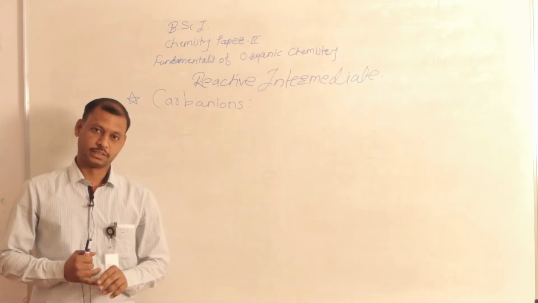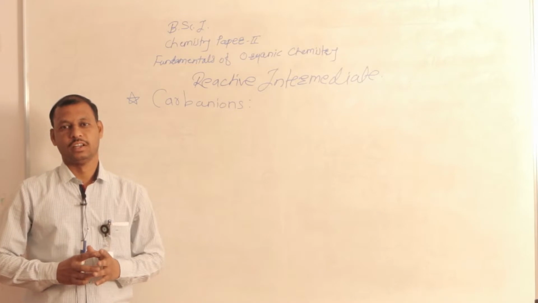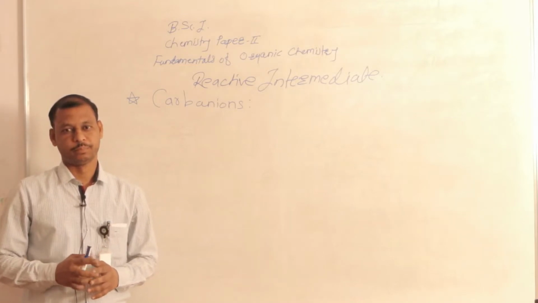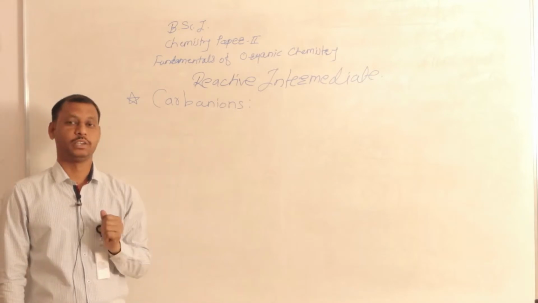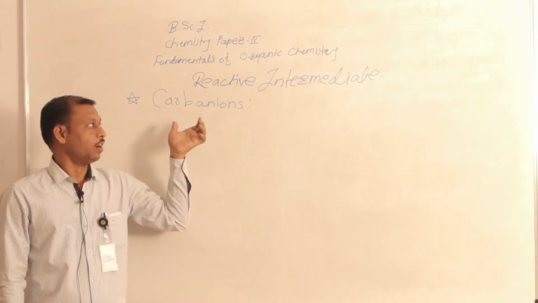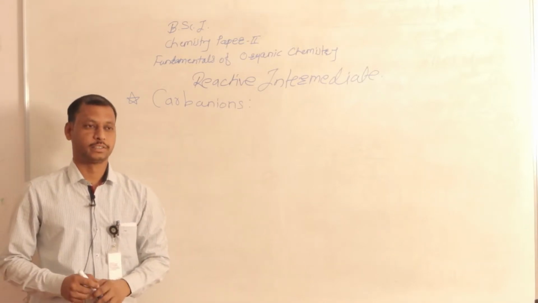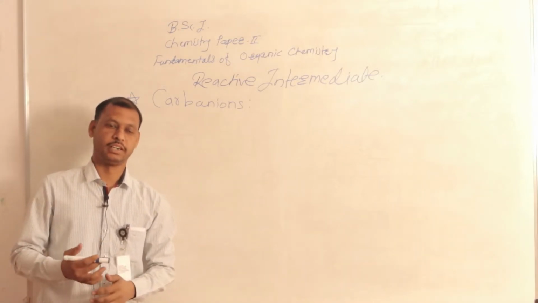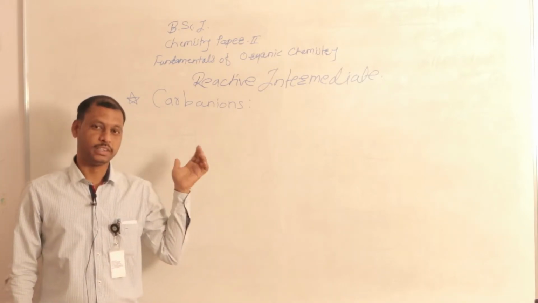We know that when starting compound and reagent are going to react with each other, they will form the product. In between them, some species are generated, which are called the reactive intermediates. In that, we have already seen the carbocations. Today we want to see the carbanions. Now what are carbanions, how they are generated, what is the structure, and what are their reactions, we want to see one by one in detail.